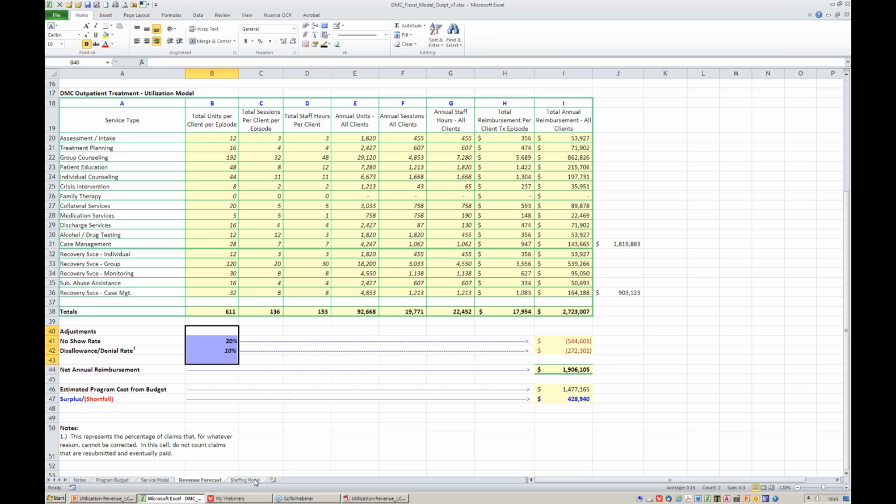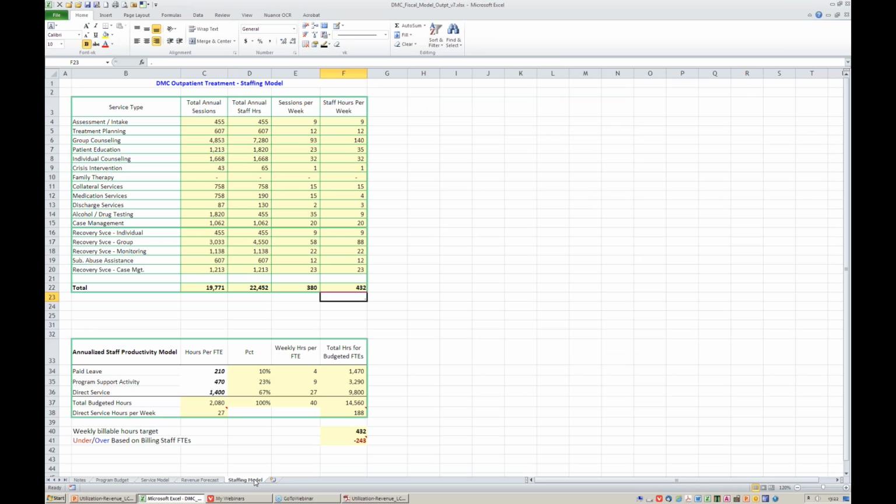All right, so now we answer the question: Do you have enough staff to pull this all off? Similar to the previous page, these are all calculated cells. Actually, everything's calculated here. The service types, total annual sessions, annual staff hours, and now we move in the other direction. It's not how many staff hours per week you have in sessions, but how many staff hours a week you need to do all this work. And the total we get here is 432.